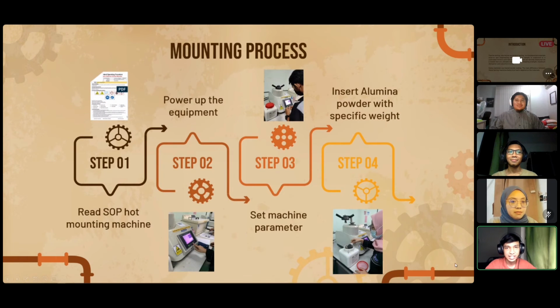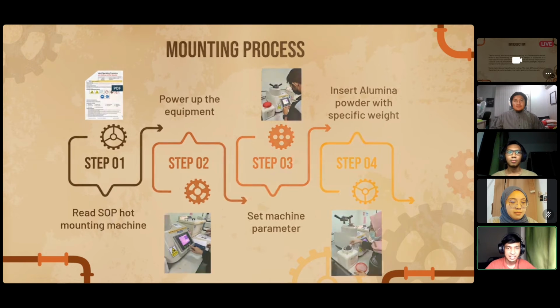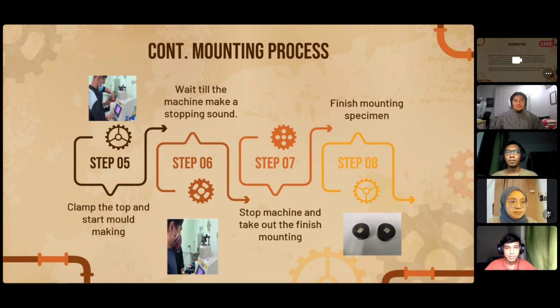And then this is the mounting process. Step 1, we have to read the SOP of the hot mounting machine. Step 2, we have to power up the equipment. Step 3, we have to set machine parameters. Step 4, we have to insert alumina powder with specific weight. Step 5, we have to clamp the top and start mold making.